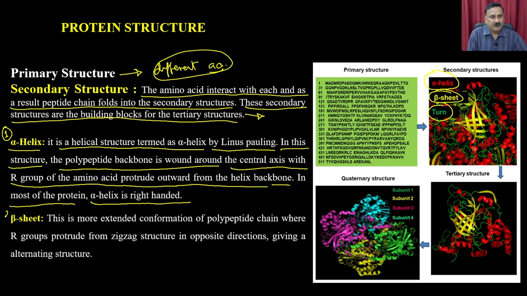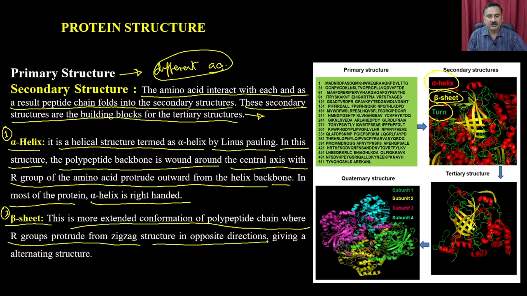The next secondary structure is called the beta sheets. This is a more extended conformation of the polypeptide chain, where R groups protrude from the zigzag structure in opposite directions, giving an alternate structure. And beta sheets could be parallel beta sheets or anti-parallel beta sheets.